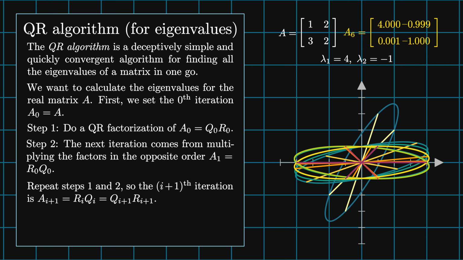It turns out that the QR algorithm is a cleverly disguised implementation of the power method. See if you can convince yourself why that is.